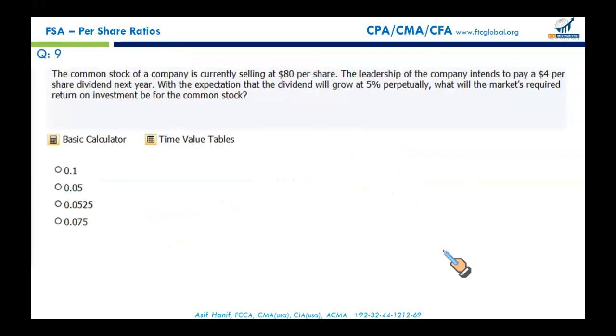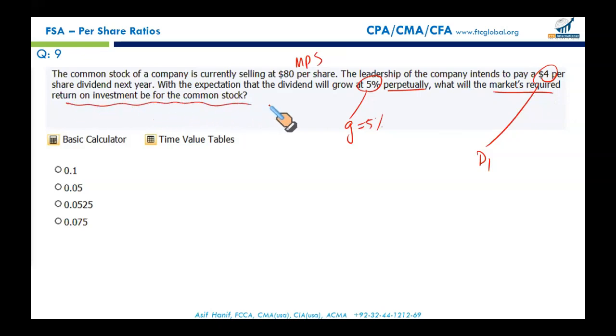Next. The common stock of the company is currently selling at $80 per share. That is the market price per share. The leadership of the company intends to pay a $4 per share dividend next year. This is the next year dividend, call it D1. D1 stands for the dividend to be paid at the end of this year that is going on. The expectation is that the dividend will grow 5% forever. Perpetually means forever. G, the growth rate, is 5%. What will be the market required return on investment for this common stock?